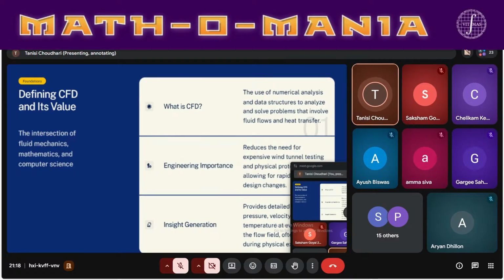It's a combination of fluid mechanics, mathematics, and computer science or programming. What you basically do is simulate fluid flow, heat transfer, and other physical phenomena. Instead of building and testing physically every time, you just simulate, analyze, and improve the designs digitally.